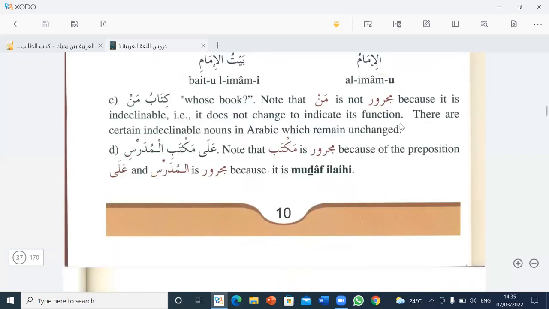Okay, Alvia, continue. Ala maktabil mudarisi. Note that maktabi is majrur because of the preposition ala, and al-mudarisi is majrur because it is mudaf ilayhi. Maktabi has become majrur because of ala, and al-mudarisi has become majrur because it is mudaf ilayhi.